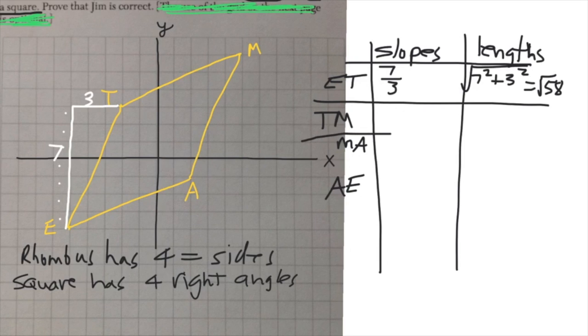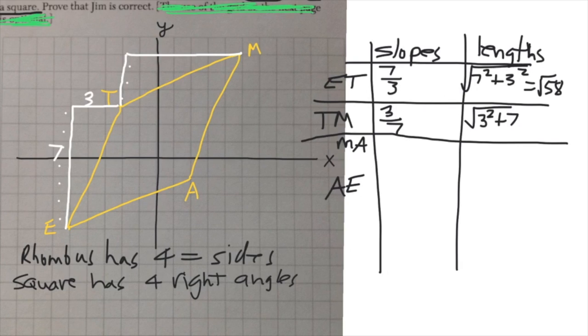All right, so let's go on to the next side, TM. So TM has a slope that is up 1, 2, 3 over 1, 2, 3, 4, 5, 6, 7. So this is up 3 over 7, also a positive slope. And if I use those numbers under the radical, I get exactly the same answer as I did for the one above it, radical 58. So you can see we're on our way to proving it. We got two sides that are the same length. Well, we really should get all four sides to make it official.